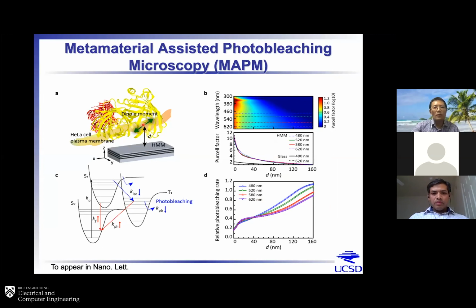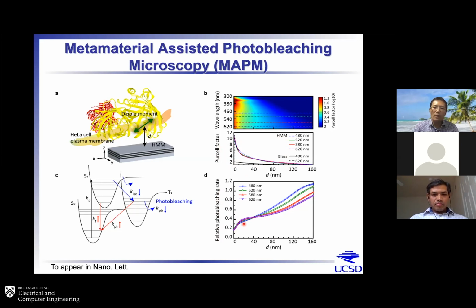When the light emitters are very close to the hyperbolic metamaterial, their lifetime or their photobleaching speed will become highly dependent on the separation D here. So if we can calculate the Purcell factor and its dependence on D, close to the hyperbolic metamaterial it is like this, Purcell factor dependent. But on the glass, apparently you see no dependence. Based on this Purcell factor, you can convert it to a fluorophore lifetime or the photobleaching rate, and then you can get the dependence on D.